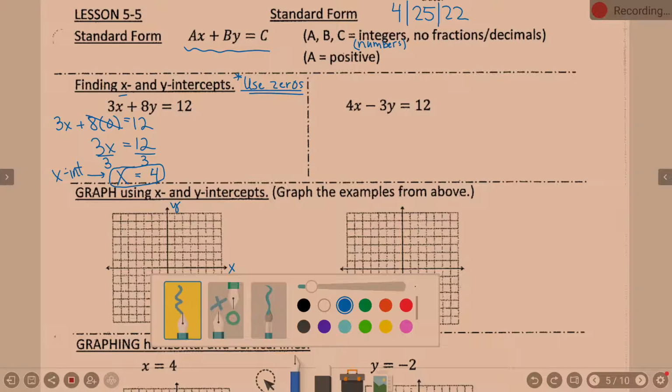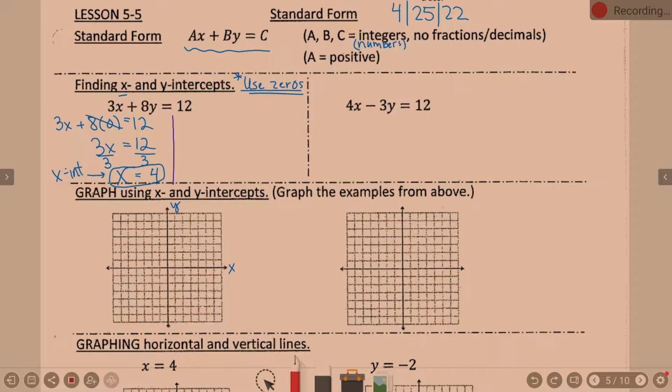Now what? Find the y-intercept. Think with me. To find x, I put 0 in for y. How am I going to find y? What number do I always have to use for intercepts? 0. So in order to find my y-intercept, we're putting 0 in for x. So now instead of 3x, it's going to be 3 times 0 plus 8y equals 12.